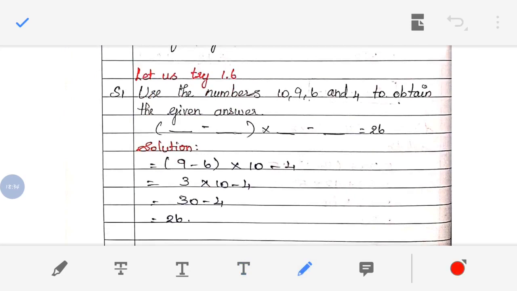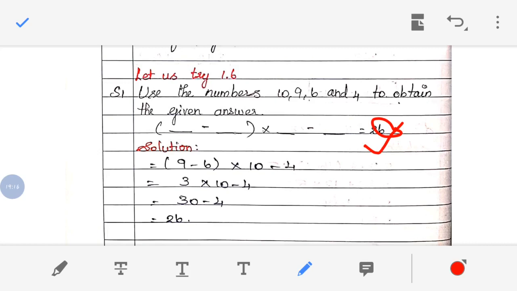The question is, use the numbers 10, 9, 6 and 4 to obtain the given answer. In this format we have to get the expression, and the answer has to be 26. Here they have given 4 numbers, 10, 9, 6 and 4. If you subtract 9 minus 6, you get 3. So 3 into 10 is 30, and 30 minus 4 is 26.